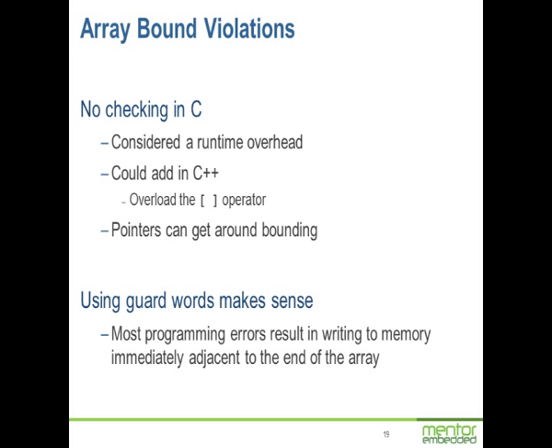Array bounds are very similar. You set an array to be a particular size. In C, conventionally, it's a static size. There is no built-in checking of arrays in C normally. This would be regarded as unreasonable runtime overhead by most C programmers. In C++, you could add it, by overloading the square brackets operator, for example. But anyway, pointers can point off the end of the array anytime you like. You don't have to use square brackets to access memory elements in C or C++.